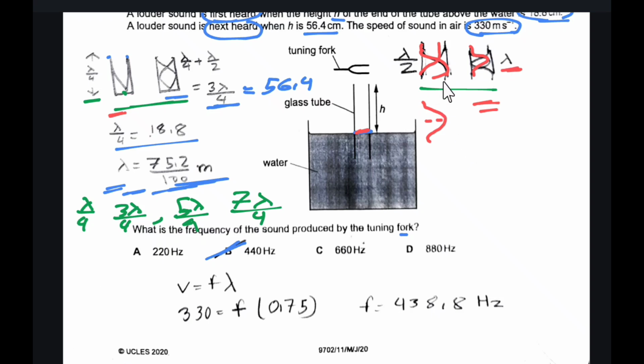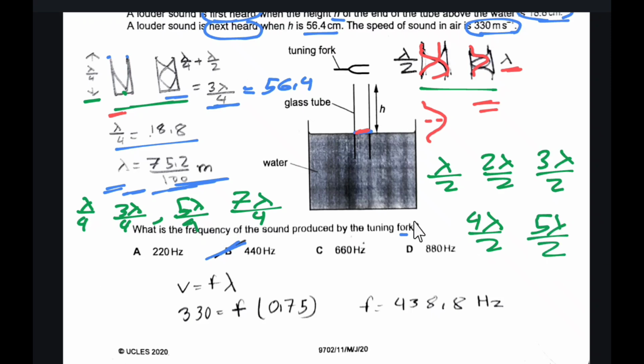And for this type of situation that both the ends are open, then it would be lambda by 2, 2 lambda by 2, that is lambda, then 3 lambda by 2, then 4 lambda by 2, 5 lambda by 2. This would increase in such a way. So this would be the case for these two scenarios.